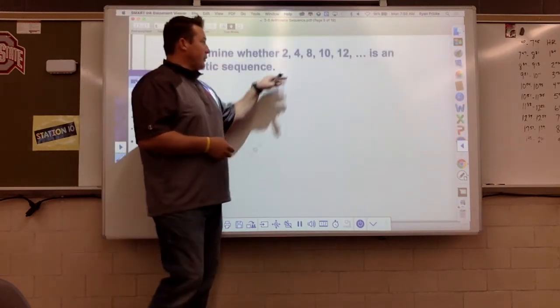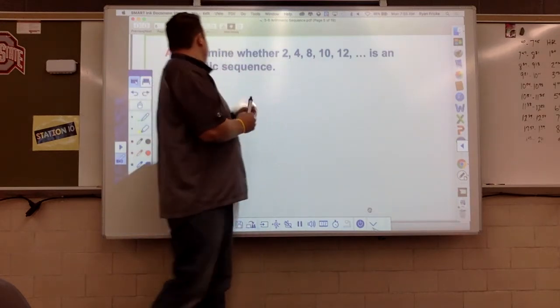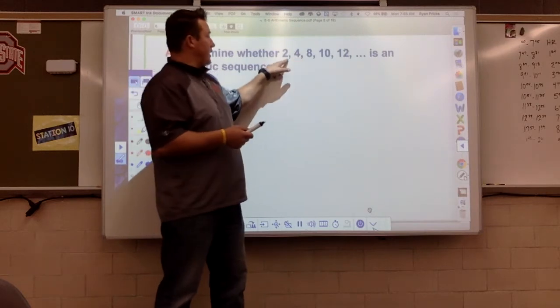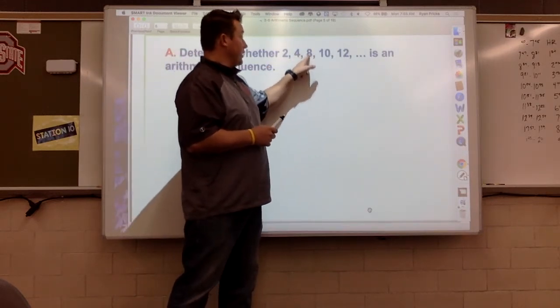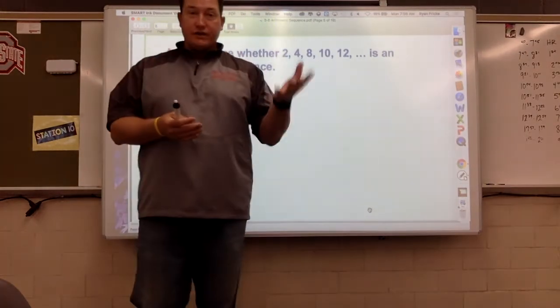Same thing here. Determine whether 2, 4, 8, 10, 12, and so on is an arithmetic sequence. So 2 to 4 looks like we're going up by 2. 4 to 8, we went up by 4. Here we're going up by 2. Here we're going up by 2. So a lot of those are increasing by 2.